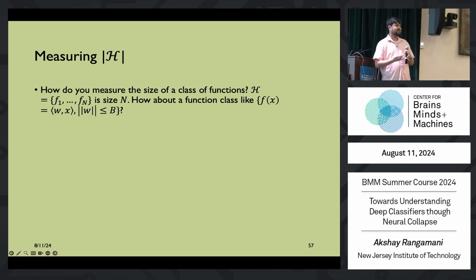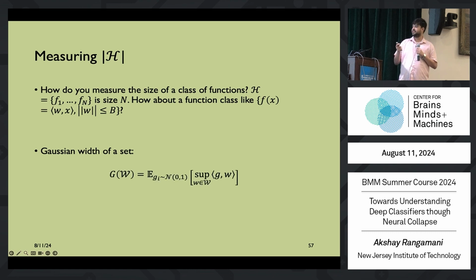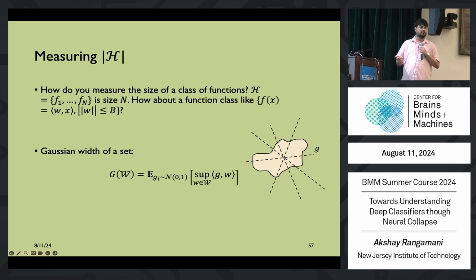If you've already seen what it is, hopefully this will make more sense to you. But if you haven't, I'm going to try to give you a little bit of intuition. So there is a quantity called the Gaussian width of a set, which is basically, you have an abstract set. You take the length of the projection of a random vector onto, so the maximum length of projecting your random vector onto any vector in the set, and you take the average over all random directions. And this is a decent measure of the size of your set.